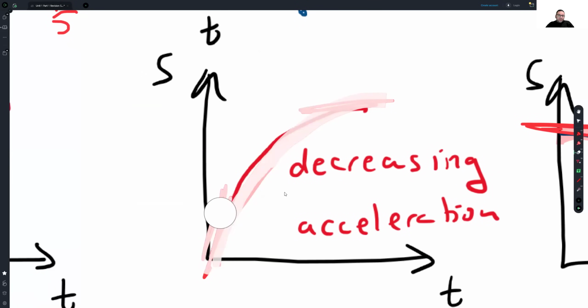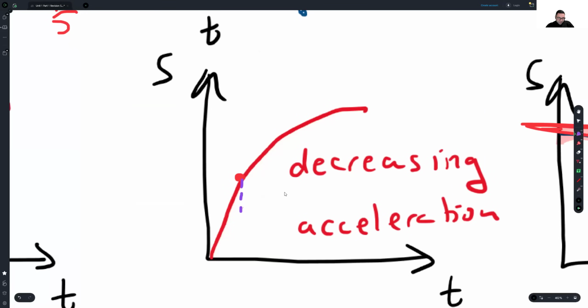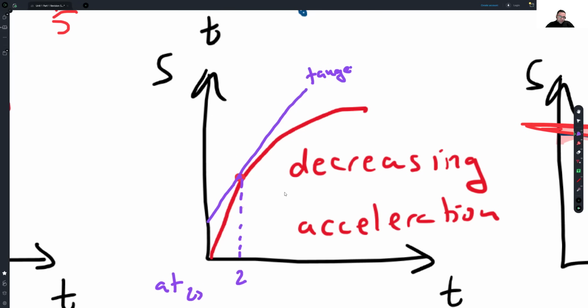Questions can ask you to find the value of the acceleration from a sloped speed time graph, a curved speed time graph. Let's say, for example, it tells you, find the value of the acceleration, not the average, just the value of the acceleration at 2 seconds. So at the 2-second mark, we draw a tangent to that slope. If you're asked to find the acceleration at a specific part of the curve.